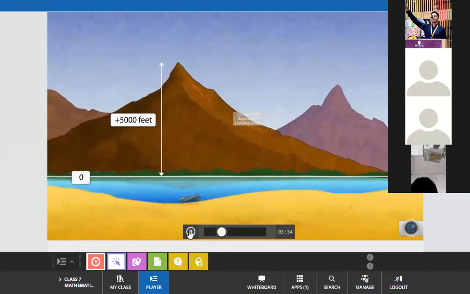Depth can be considered as negative length, as we are measuring the distance from the sea level to the bottom of the seabed. Distance above sea level is considered positive. The distance below sea level is considered negative.